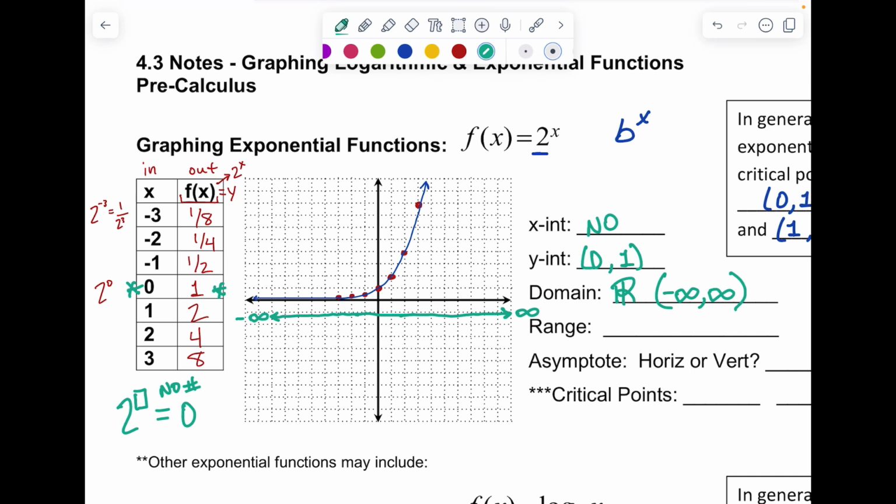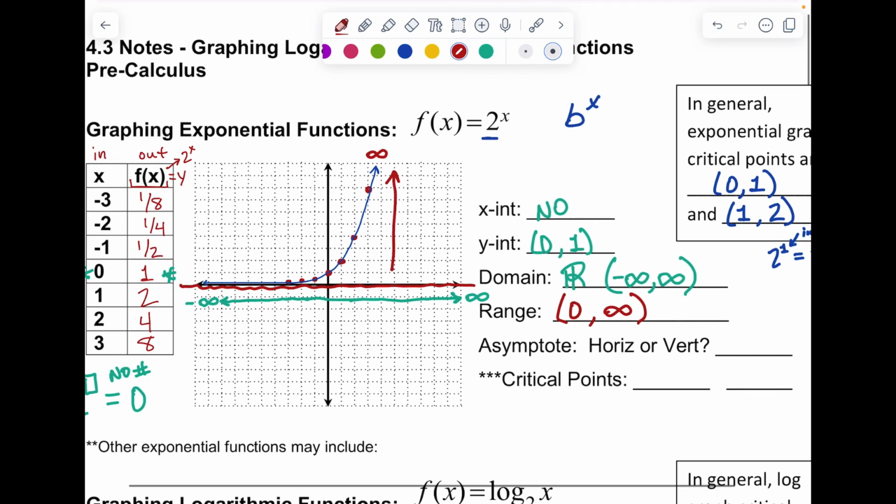positive infinity. Range has to do with my y values, and so I never actually cross my x-axis. But I do go up forever towards infinity. So I would say that my range is from 0, not included, so it's parentheses, to infinity.